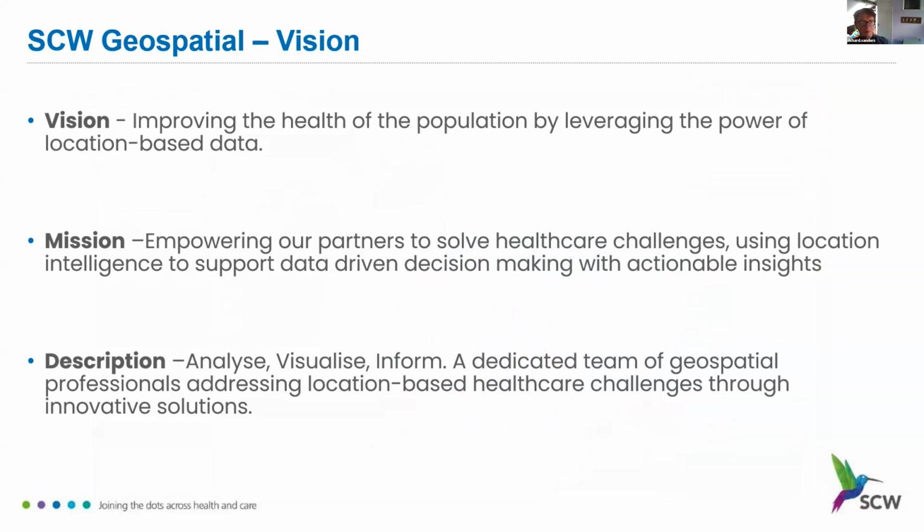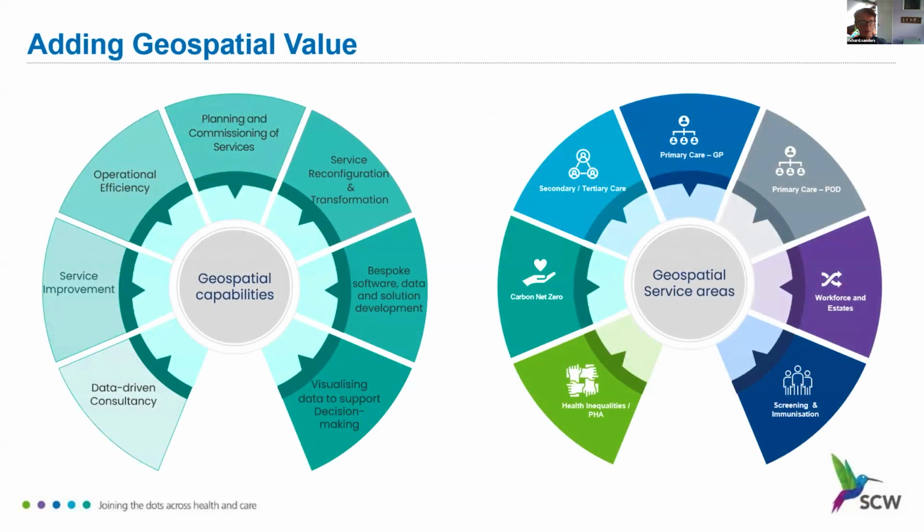Our mission is empowering our partners to solve healthcare challenges using location intelligence to support data-driven decision-making with actionable insights. Now, the description: to analyse, visualise and inform, a dedicated team of geospatial professionals addressing location-based healthcare challenges through innovative solutions. We've got this slide that is a bit busy, but which I think is useful.